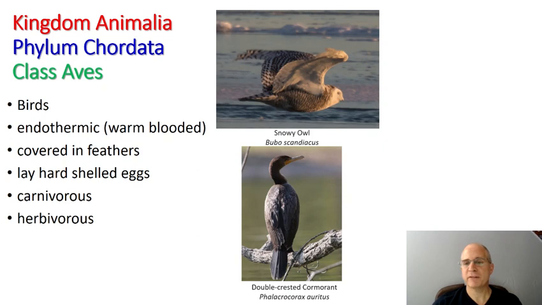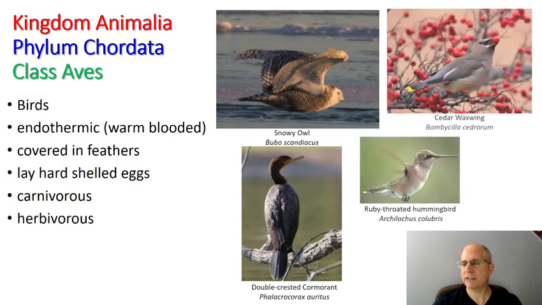Some birds are herbivorous. They're going to be eating plant material, like the cedar waxwing that you see up there and the ruby-throated hummingbird. And before you say anything, I know this one doesn't have a ruby throat. It's just the males that have the ruby on the throat. If you would see it, it would be right here. And you can only see it when the sun is hitting it in the right direction.